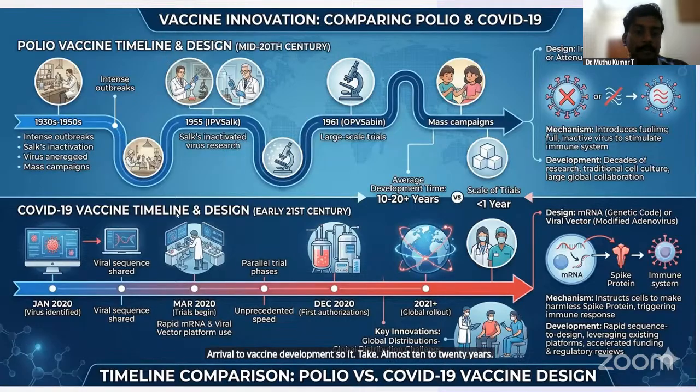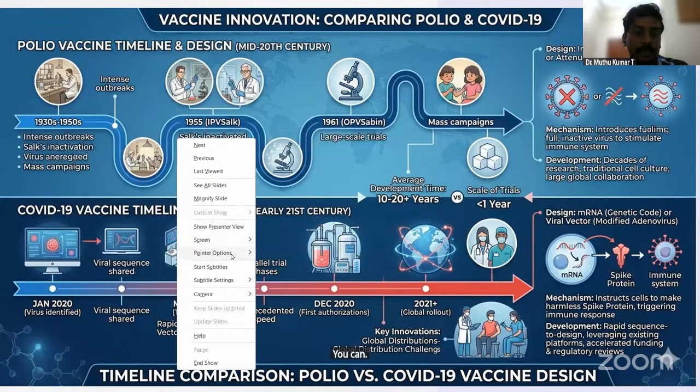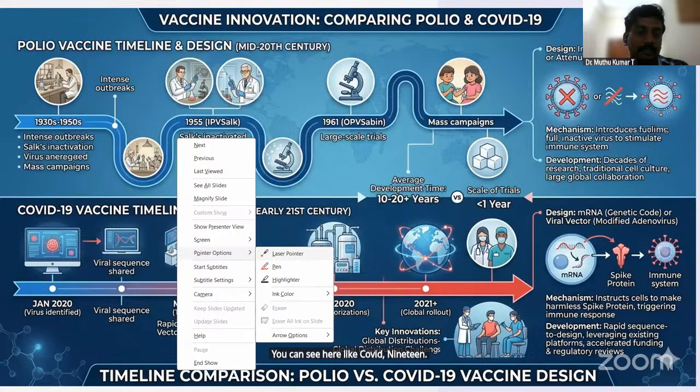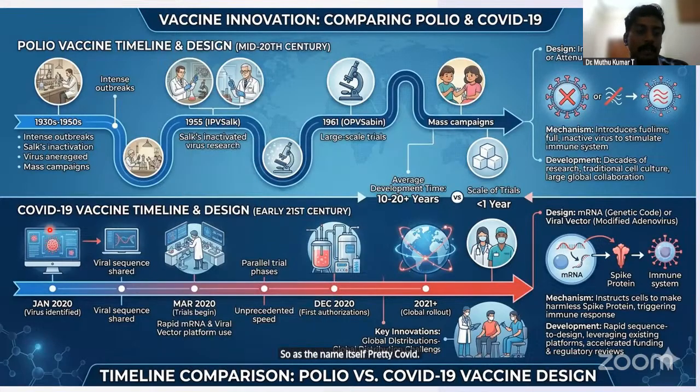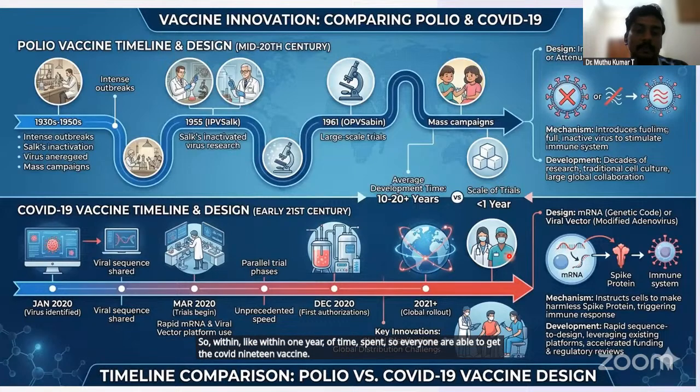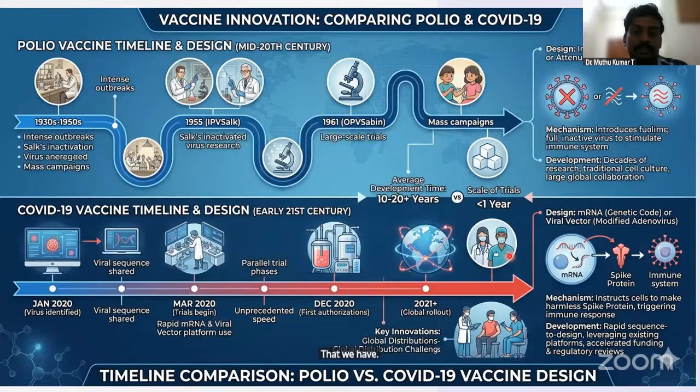At the same time, you can see COVID-19. As the name itself says, COVID-19 came in the year 2019. Within a short span, within 1 year, everyone was able to get the COVID-19 vaccine. So how did it happen? What technology made it happen within a 1 year time frame? For that we have to thank our pharmaceutical researchers, and AI as well.